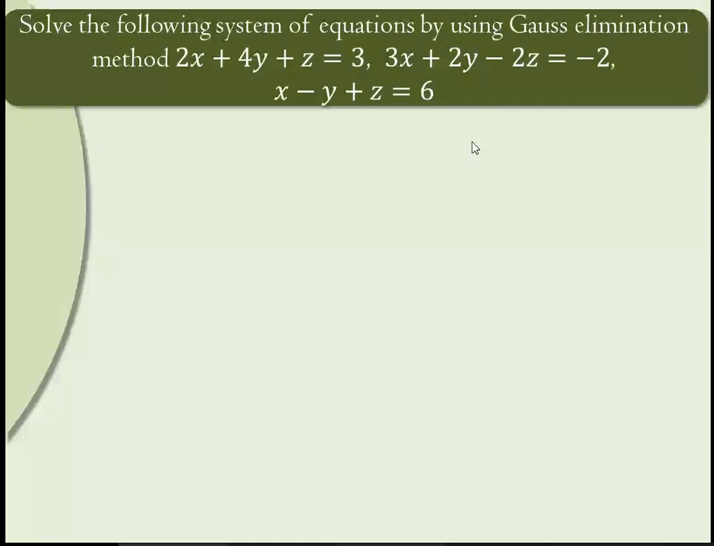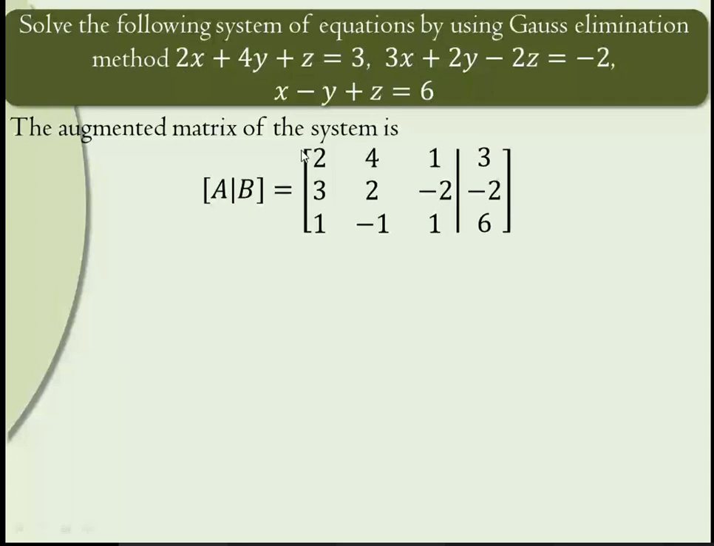How to write the matrix? Take the first column as the coefficients of x from each equation: 2, 3, 1. The second column will be the coefficients of y in each equation: 4, 2, minus 1. Then the third column will be the coefficients of z: 1, minus 2, 1. We are using an augmented matrix, so no need to write the x, y, z column. You can directly write the constant terms: 3, minus 2, and 6.